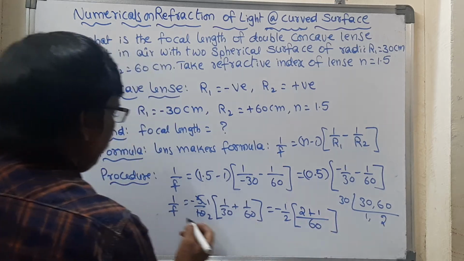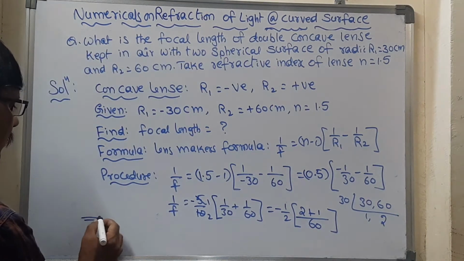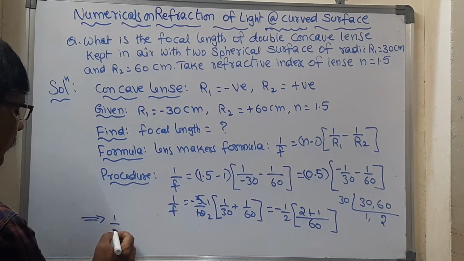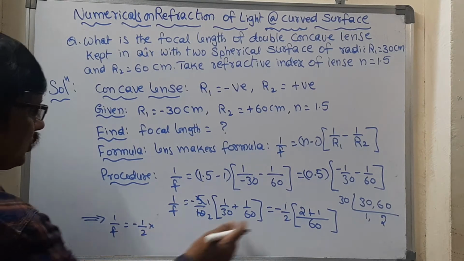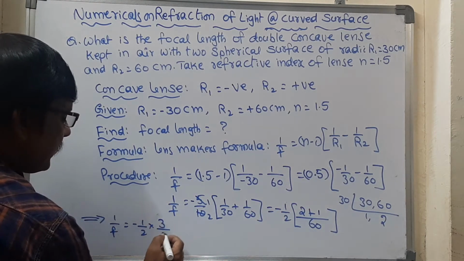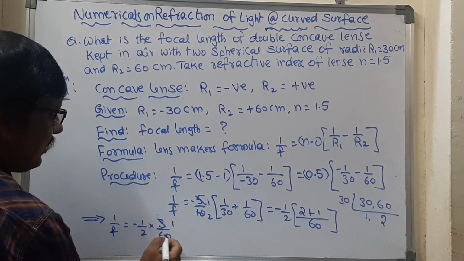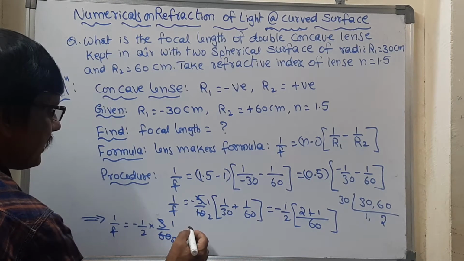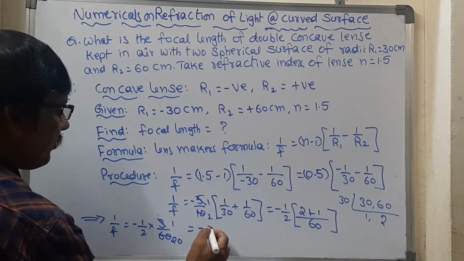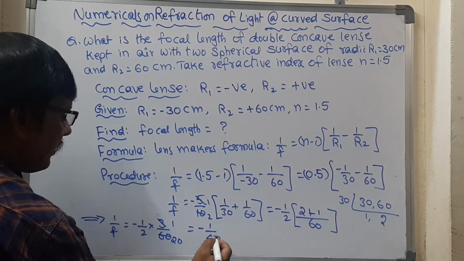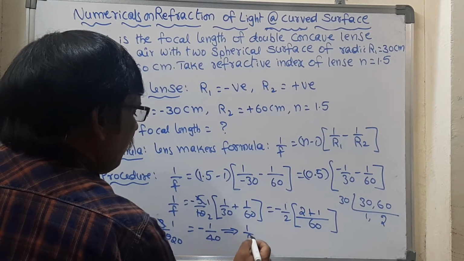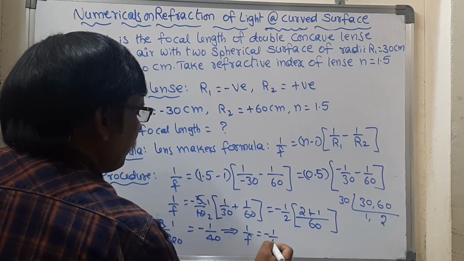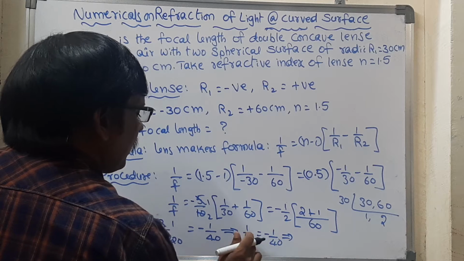And so what is left? Ultimately we are getting 1 by F is equal to minus 1 by 2 into 2 plus 1, 3 by 60. How many times is it possible? 3 ones are 3, 3 twenties are 60, so it is possible. The minus sign continues, so minus 1 by 40 will come. This is the value for 1 by F. So 1 by F is equal to minus 1 by 40. Then we need the focal length, right?